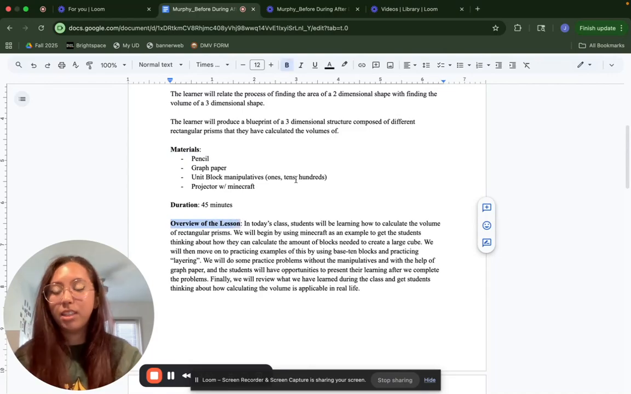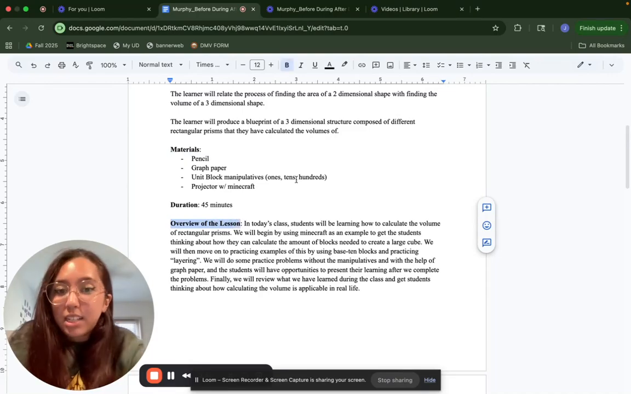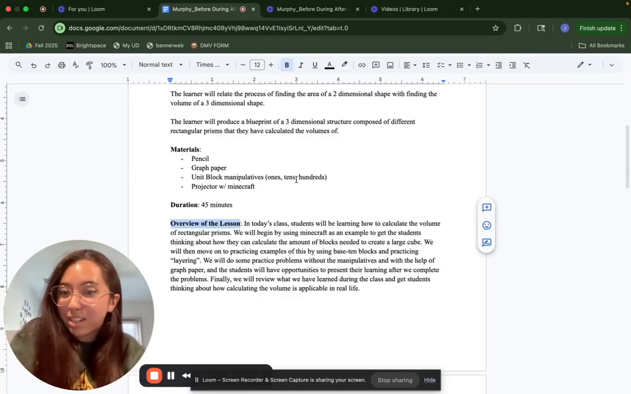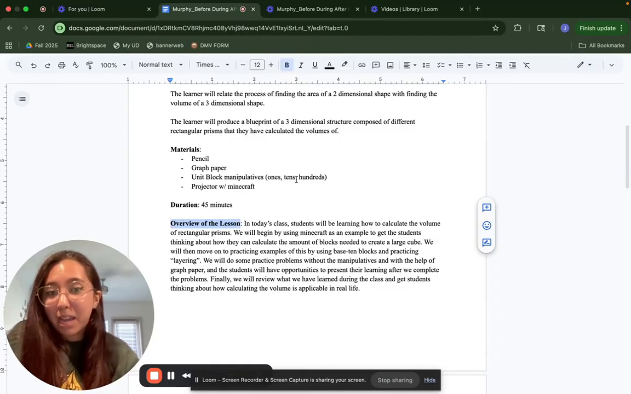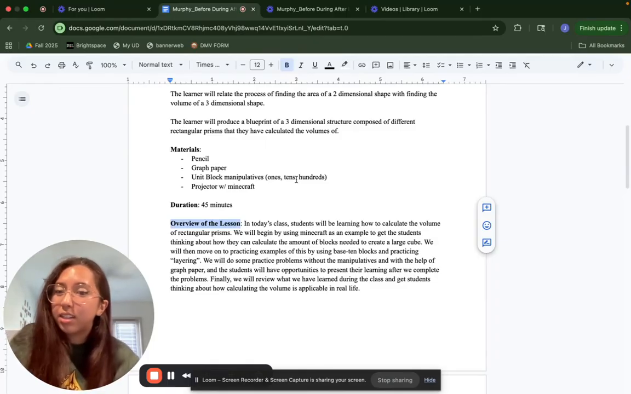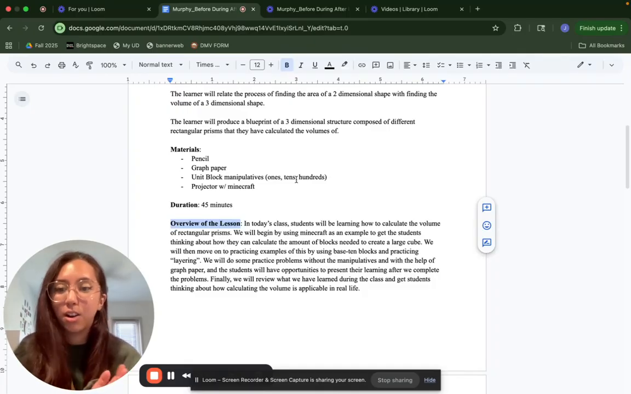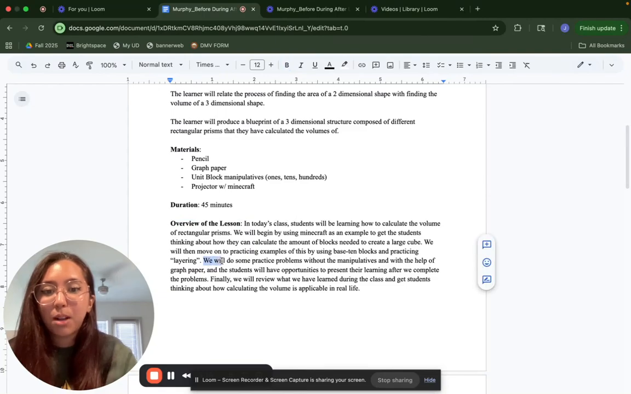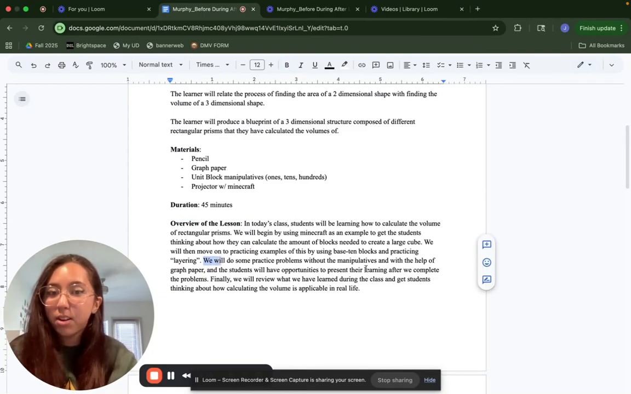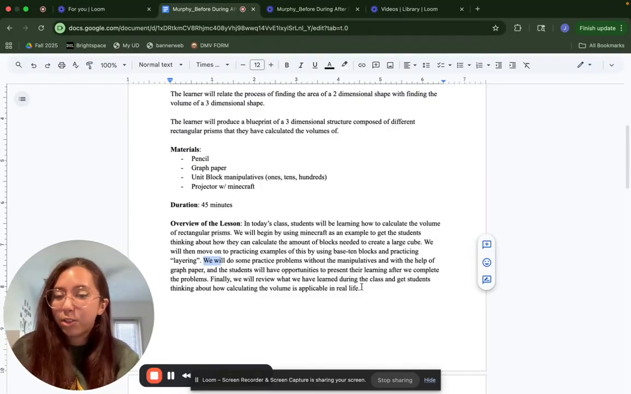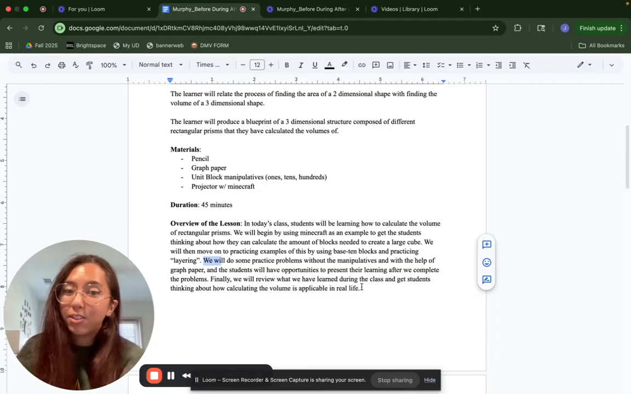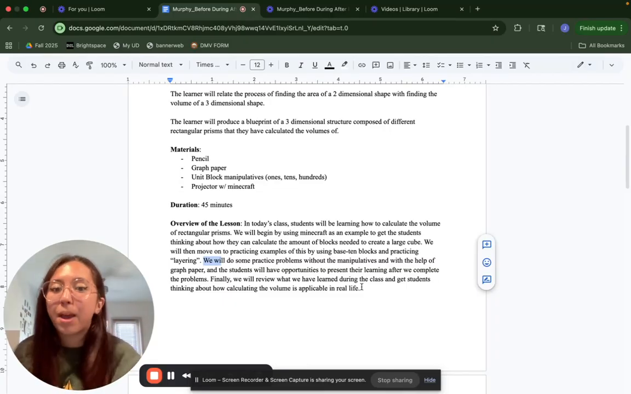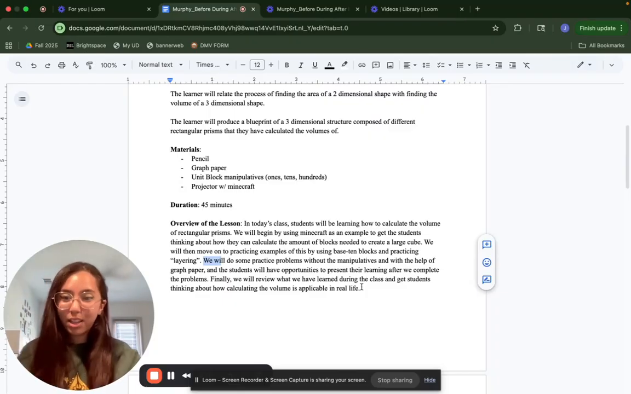And I'm just going to quickly read the overview of the lesson. So in today's class, students will be learning how to calculate the volume of rectangular prisms. We're going to begin by using Minecraft as an example to get the students thinking about how they can calculate the amount of blocks needed to create a large cube. Then we're going to move on to practicing examples of this by using the base 10 blocks and practicing the concept of layering them and how those create a volume. And then we will do some practice problems without the manipulatives and with the help of graph paper. And the students will have opportunities to present their learning after we complete the problems. And finally, we are going to review what we have learned during the class to get students thinking about how calculating volume is applicable in real life.